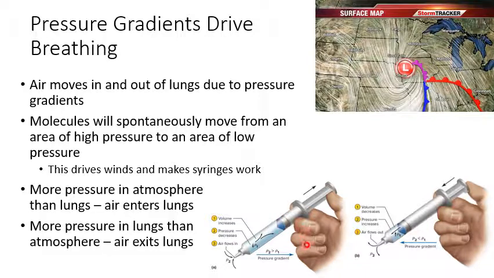Then when you want to get it back out again, you push down on the plunger. That makes a smaller volume inside the barrel. Since the volume is smaller, the pressure is going to go up, and you're going to have higher pressure inside the barrel, lower pressure outside in the atmosphere, and whatever you had in there is going to squirt out, down its pressure gradient. This is also why we have winds.